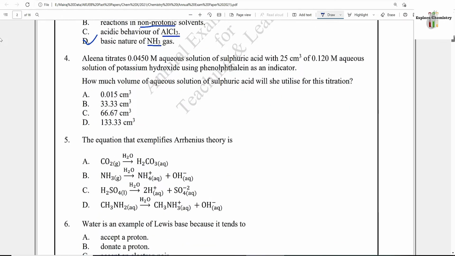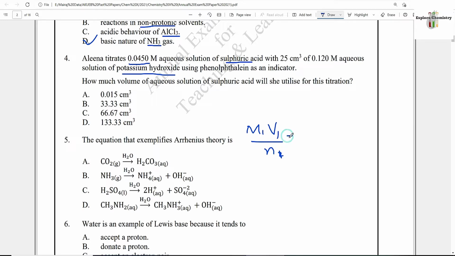Now question number 4. Alina titrates 0.045 M aqueous solution of sulfuric acid with 25 cm³ of 0.120 M aqueous solution of potassium hydroxide using phenolphthalein as an indicator. How much volume of aqueous solution of sulfuric acid will she utilize for this titration? Here the titration formula M1V1 over N1 equals M2V2 over N2 will be used.